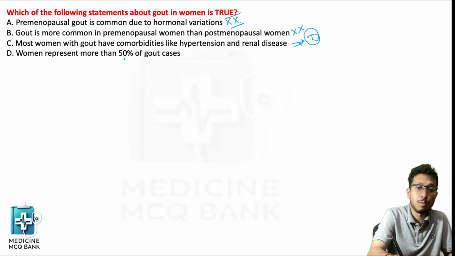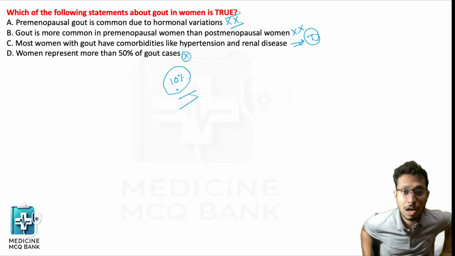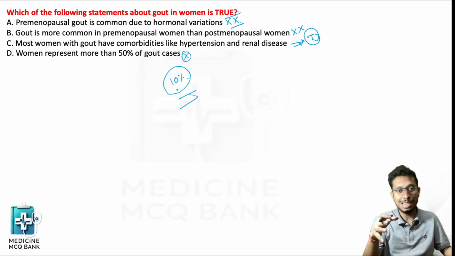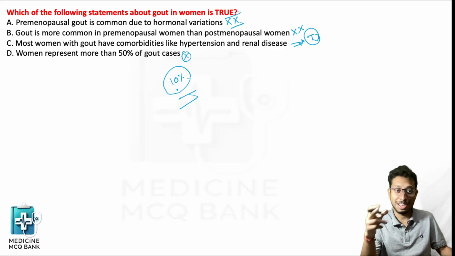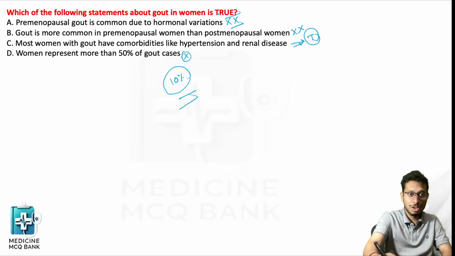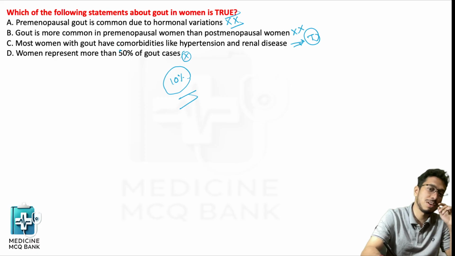And women represent more than 50%. Again, it is also false. Women are around 10% of the total cases of gout. Now, remember, premenopausal gout is very rare, almost absolutely not seen, but still, there can be case reports. And if you get some cases, you need to get it diagnosed by joint aspiration, and obviously you get a chance to publish the case, right? So don't think of a premenopausal female coming with joint pain as gout.